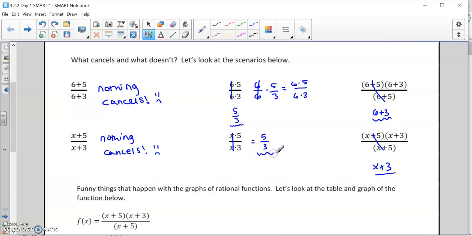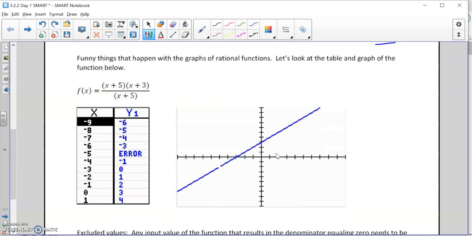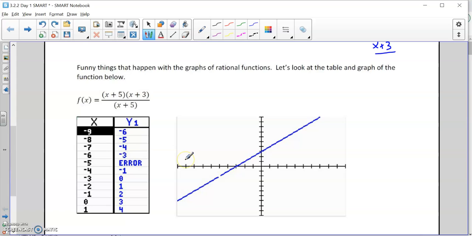All right. So now let's talk a little bit about what it means to have a hole in a graph or in a rational function. The thing about rational functions is that they can get really funky because of the fact that they have an x in the denominator of a fraction. If you look closely at this graph, you'll see that at this x value of negative 5, there is a literal hole in the graph. That's not just a glitchy picture, that's an actual hole in the graph. And sure enough, if you look at the table, you'll see that at negative 5, there's also an error. That's a really, really bad circle.